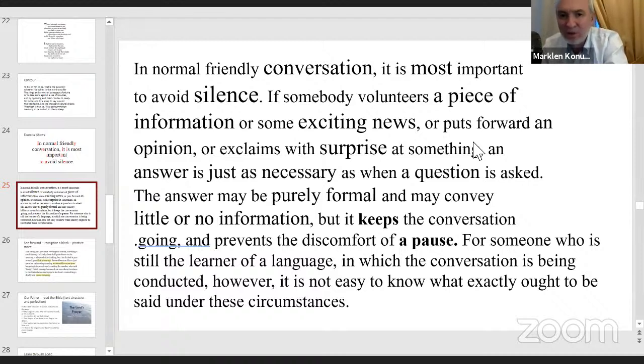If somebody volunteers a piece of information or some exciting news or puts forward an opinion or exclaims with surprise at something, an answer is just as necessary as when a question is asked. The answer may be purely formal and may convey little or no information, but it keeps the conversation going and prevents the discomfort of a pause. For someone who is still a learner of a language in which the conversation is being conducted, however, it is not easy to know what exactly ought to be said under these circumstances.